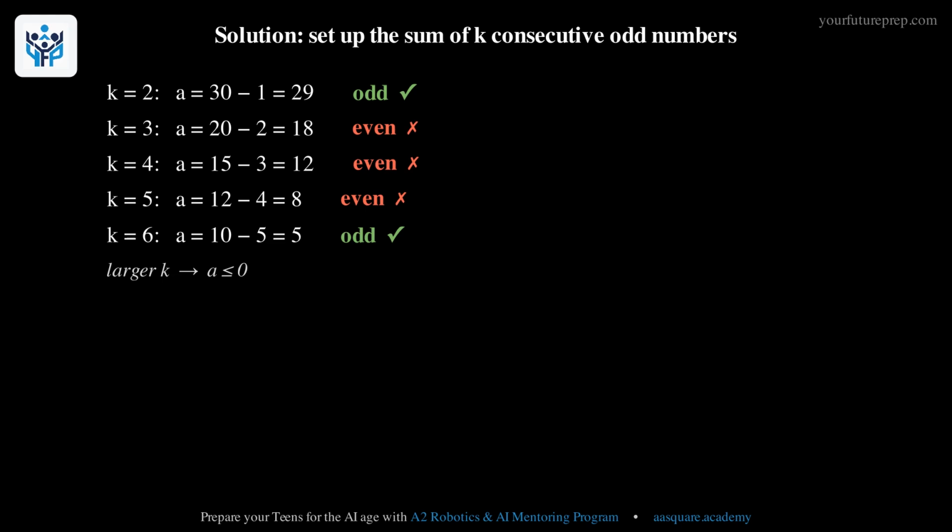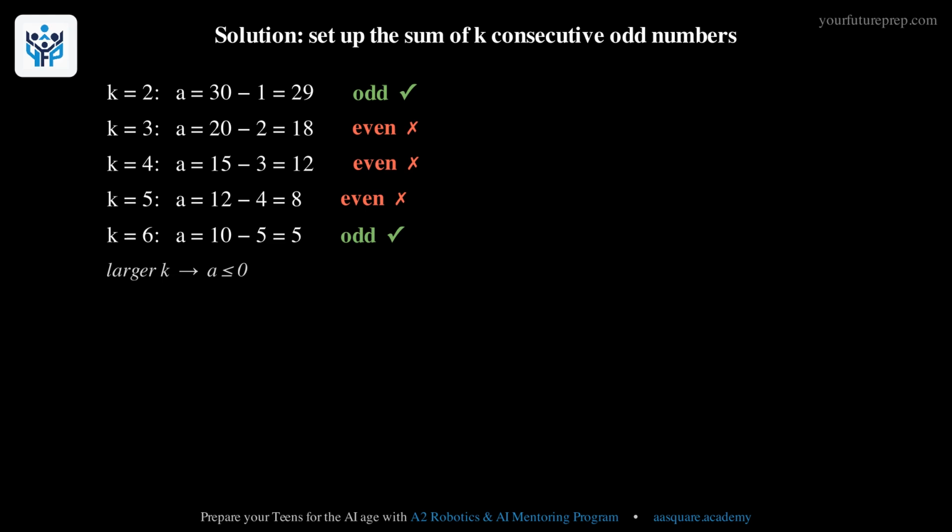Even. Reject. For k equals 4, a is 15 minus 3, which is 12. Even. Reject. For k equals 5, a is 12 minus 4, which is 8. Even. Reject. For k equals 6, a is 10 minus 5, which is 5. That's odd, so it works.